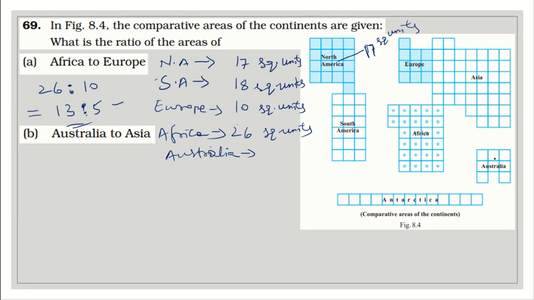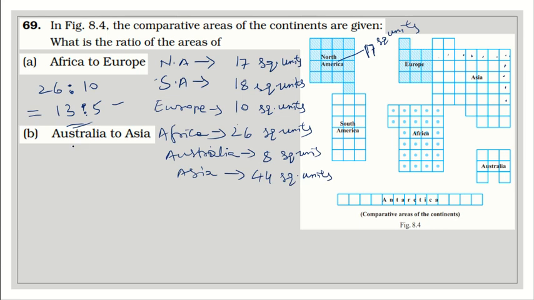here Australia's, so 3 2s are 6, 6 plus 2, 8 square units, and Asia's is here. It's a big place. 1 2 3 4 5 6 7, 1 2 3 4 5. So 7 5s are 35. 35 plus 2 is 37, plus 7 is 44. So Asia is the biggest continent because it can be clearly seen, 44 square units.